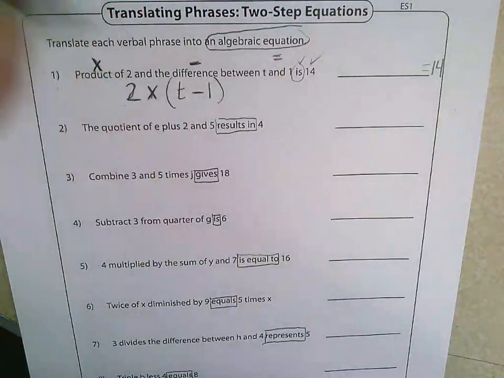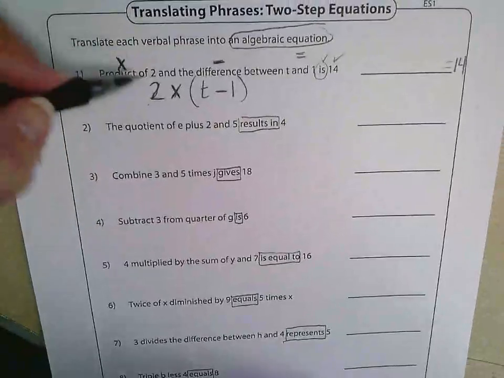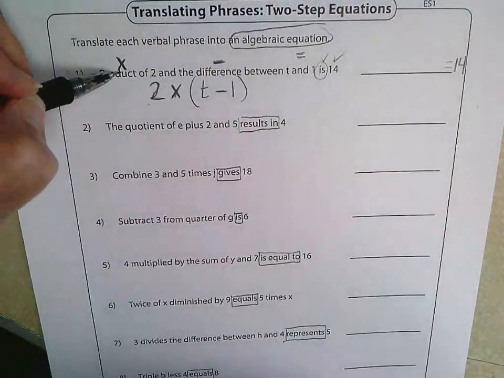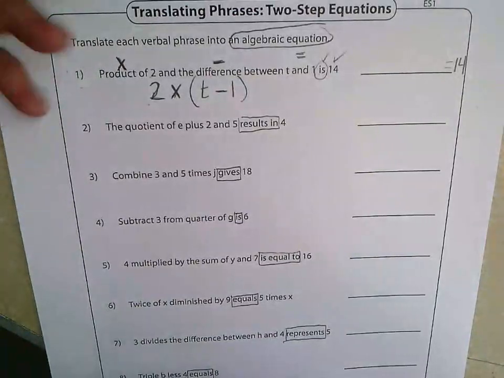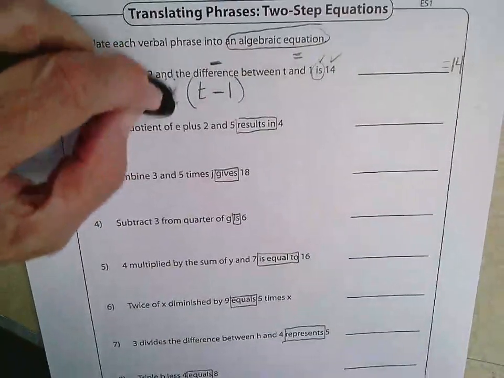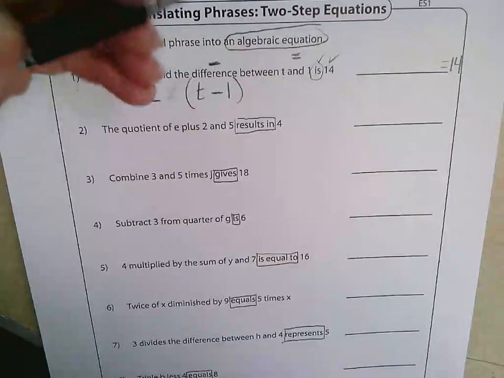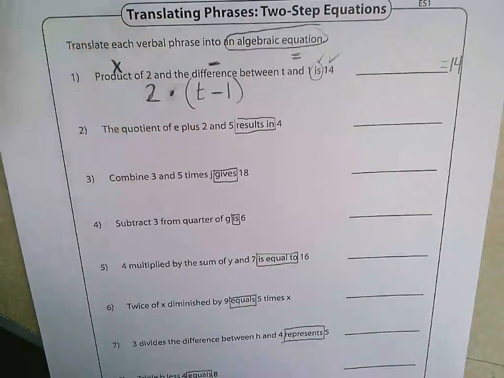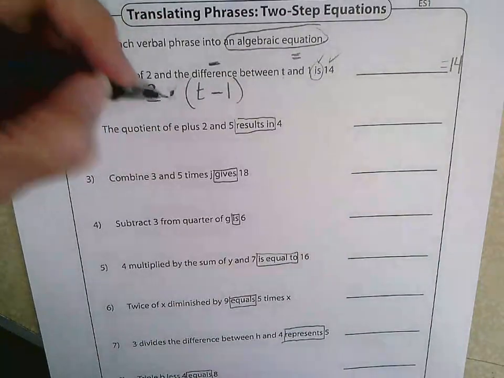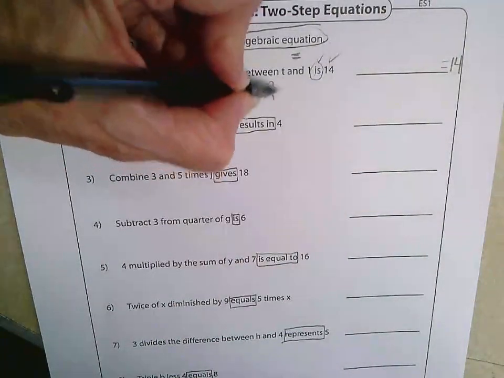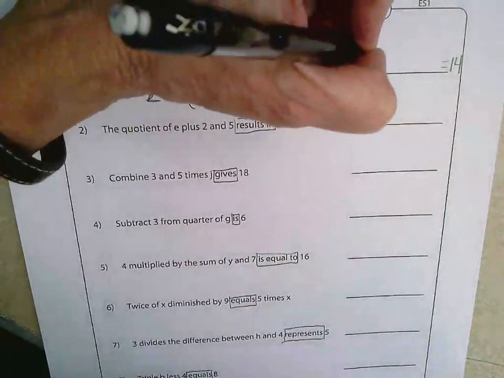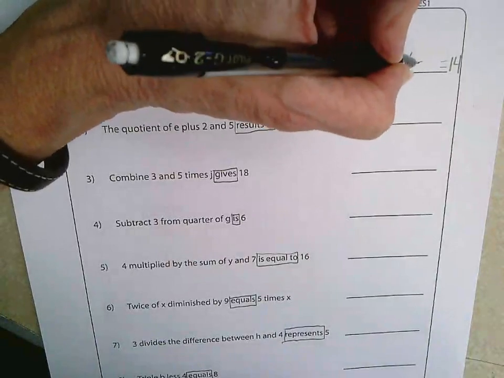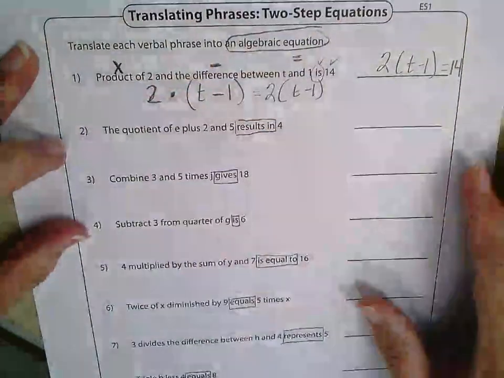So I'm going to put parentheses around this, and because the x for product is the same as x as a variable, I'm going to choose to not use that sign but to use the dot. And that can be simplified to 2 times the quantity t minus 1. So that is my answer there.